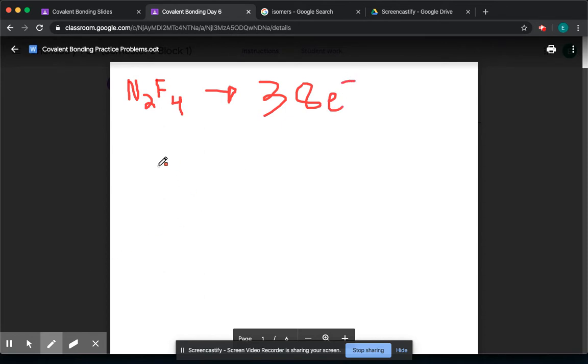Now let's draw what N2F4 will look like. So nitrogen, one F up top, one here, one here, one here. Okay, go through the dots again. Remember, put the dots on the outer ones first. Boom, boom, boom, boom, boom, boom.